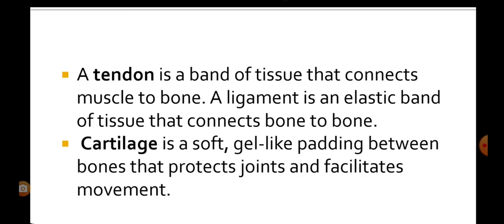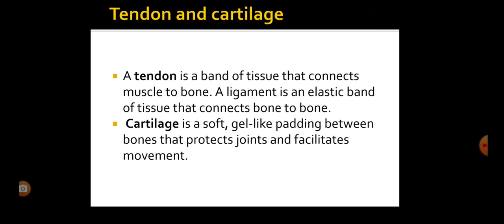Next is cartilage. Cartilage is very soft and gel-like padding between two bones. Cartilage is present between two bones or in some other portions of our body, and it also helps in movement. Cartilage is present between two bones and it is also present in our nose and in our ears.